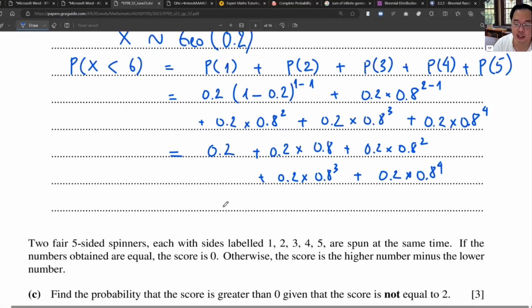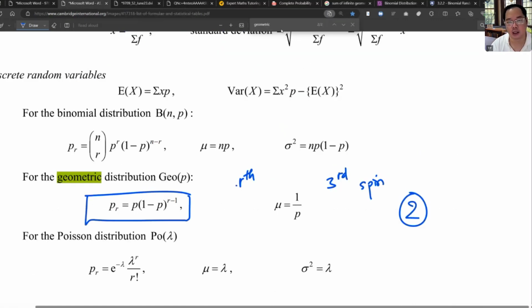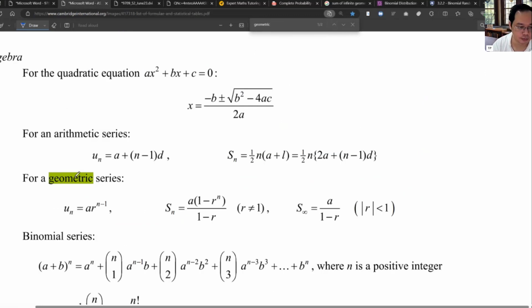So this is a geometric series, and to calculate the sum of the 5 terms in the geometric series, we use the formula S5 for a geometric series. Okay, let me find that formula up here. The sum of the 5 terms in the geometric series is calculated by this formula. A is the first term, which is 0.2. R is the common ratio. The common ratio is 0.8 in this problem, and N is 5.